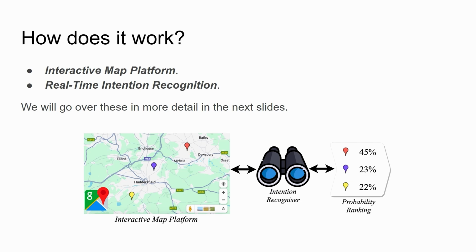Our system is composed of two main components. The interactive map platform component, the component that relies on the Google Maps platform and its APIs to display the interactive map for real-time intention recognition. The real-time intention recognition component, namely an intention recognizer. The component that performs the real-time recognition process according to a set of input information, and provides a probability distribution reflecting the most and least likely intentions in response to received observations. The recognizer's output is a probability ranking over the possible intended locations.